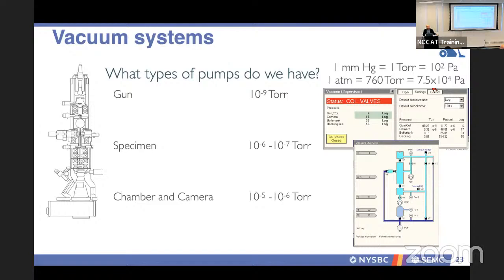The gun, where your electron source is, tends to have the best vacuum, around 10 to the minus 9 torr. It can be even better if you have a cold FEG. The specimen is somewhere around 10 to the minus 6 to 10 to the minus 7, and where you have your detector, it's higher pressure, 10 to the minus 5 or 10 to the minus 6.